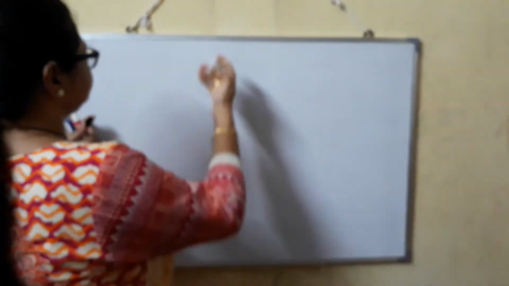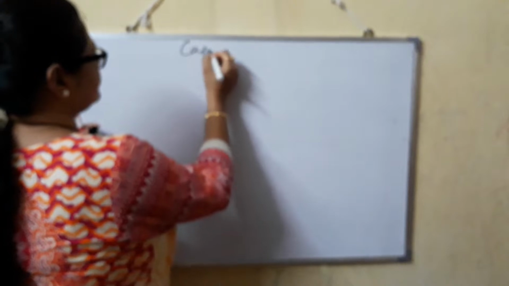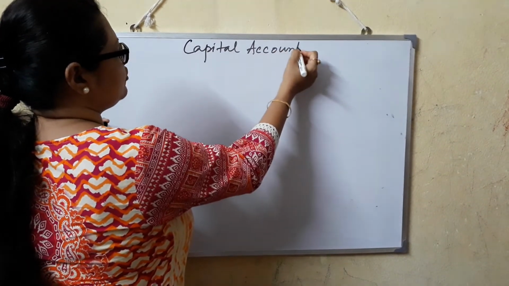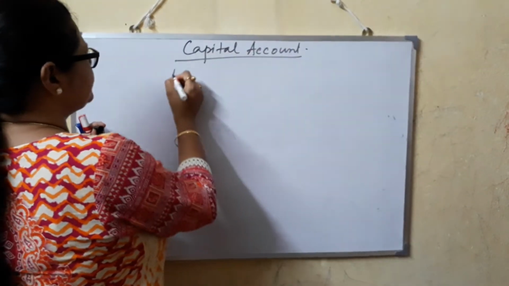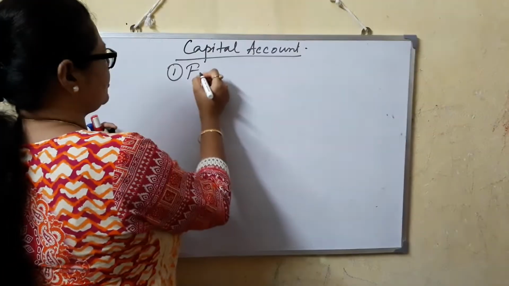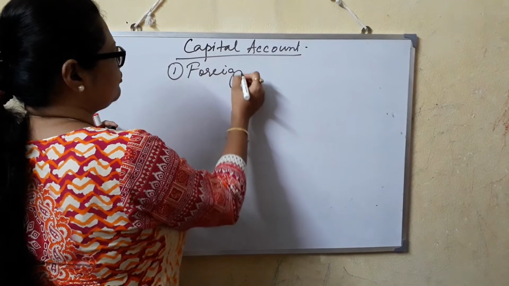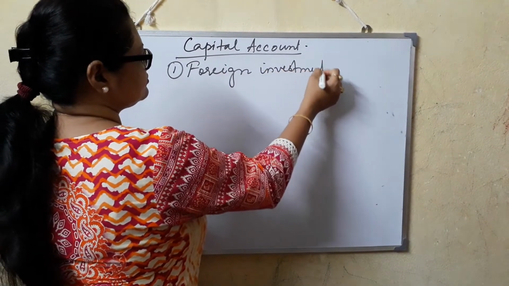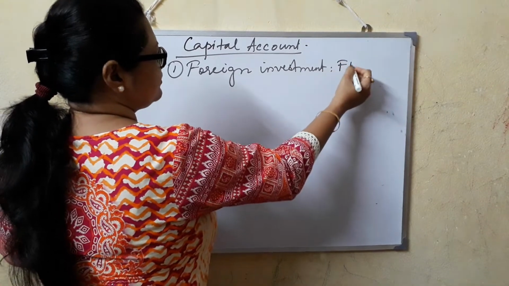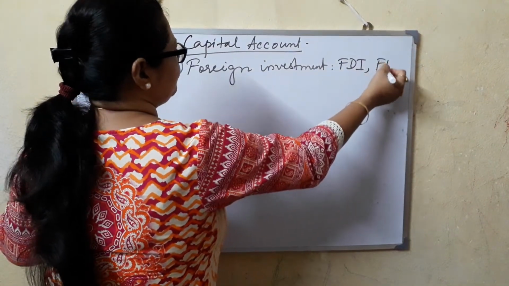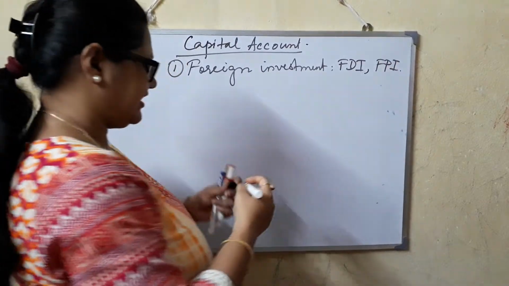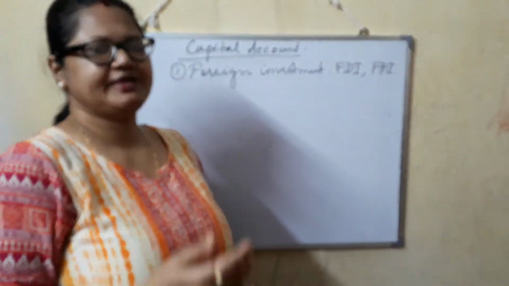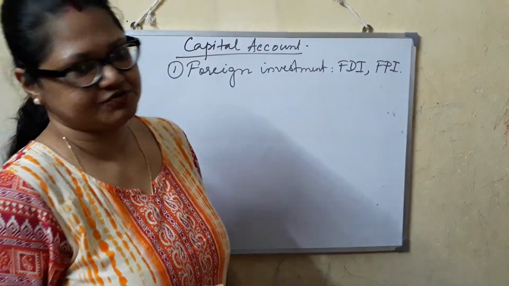Capital account. Capital account also has its own components. The first one is foreign investment. It can be of two types, FDI and FPI. You have already learnt about FDI and FPI last year. FDI means foreign direct investment and FPI means foreign portfolio investment.